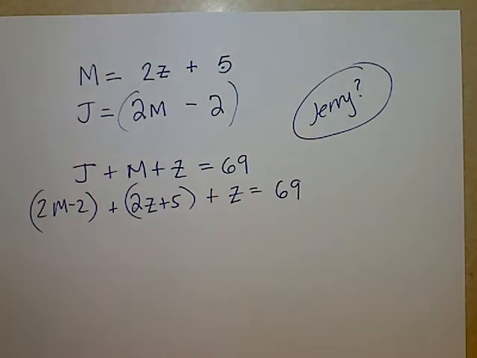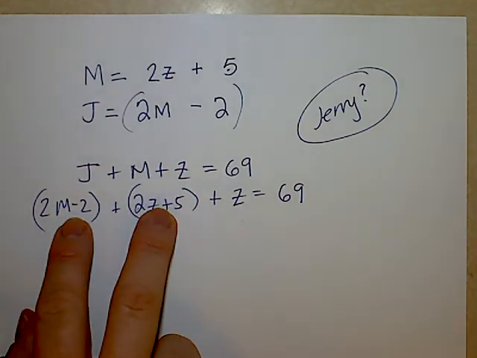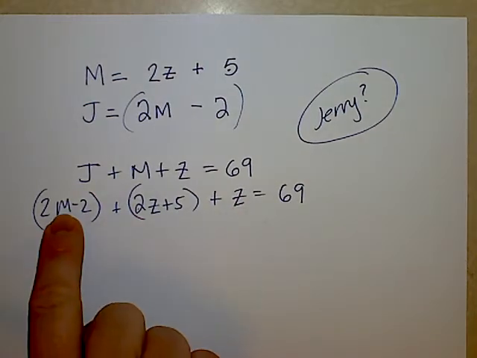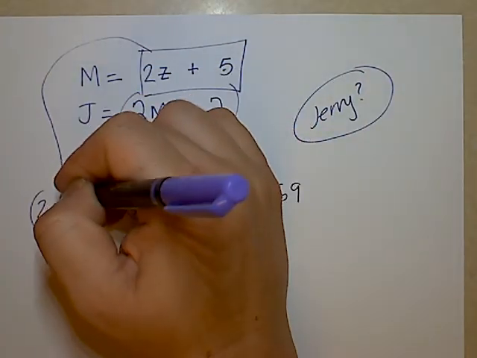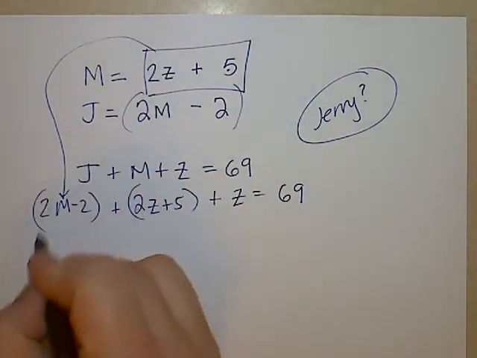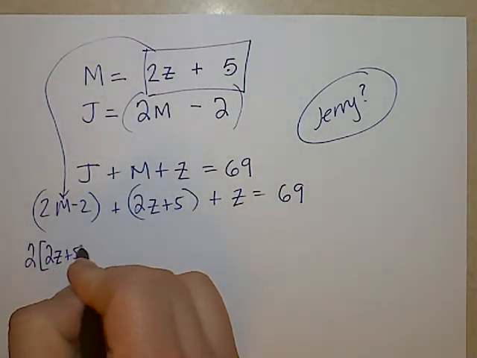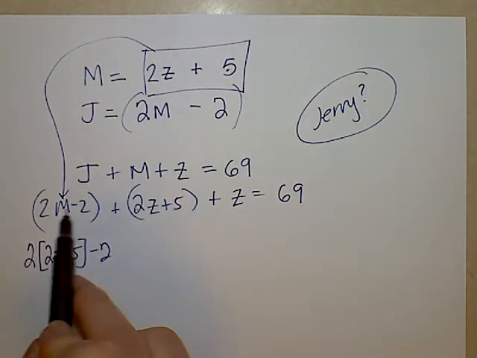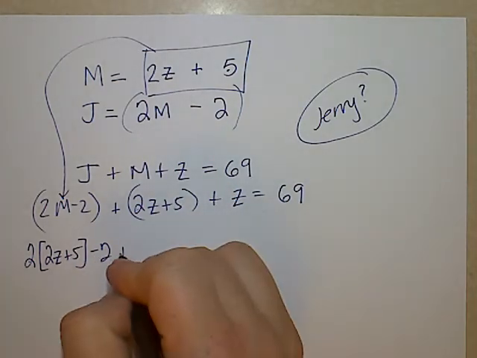Nothing I've done is wrong, but I can't solve this right now when I have 2 different variables, 2 different unknowns. So I have an M and two Z's, which means I want to turn them into Z's. So I want to make this into a Z. I know what Mike is. Mike is 2Z plus 5. So in this place, it's going to be 2 times the quantity 2Z plus 5, minus 2. Because this was Jerry, 2M minus 2.